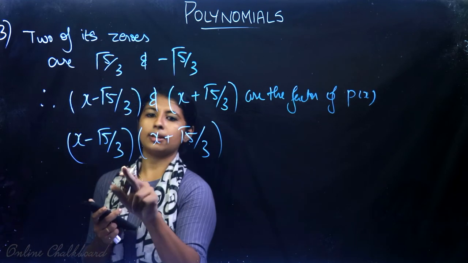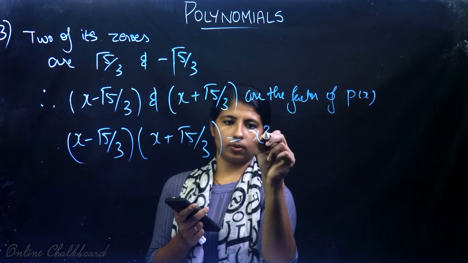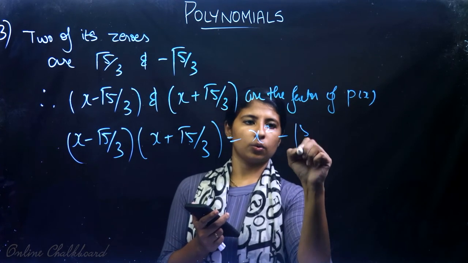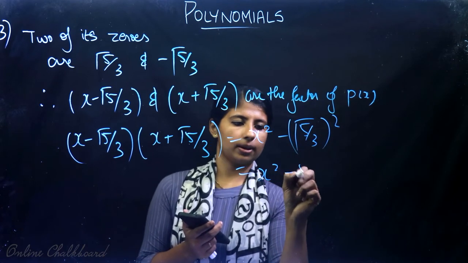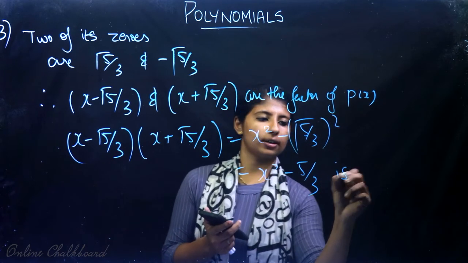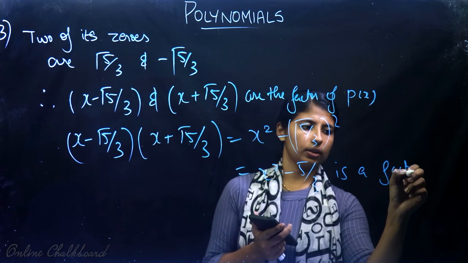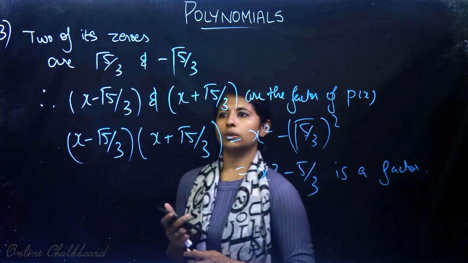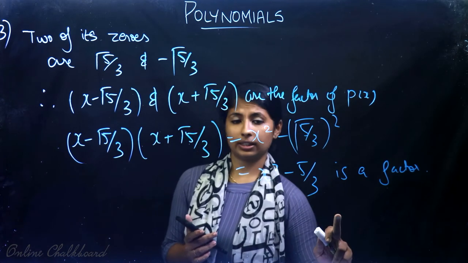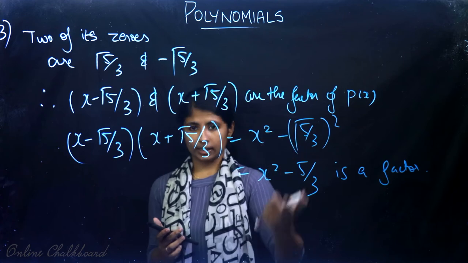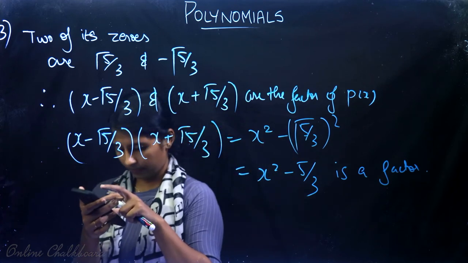So here it's like a minus b into a plus b, so I can write x square minus root 5 by 3 the whole square, that is equal to x square minus 5 by 3, which is a factor, right? So we need to divide the polynomial by x square minus 5 by 3 and then we'll get a quadratic polynomial, because this is of degree 4.